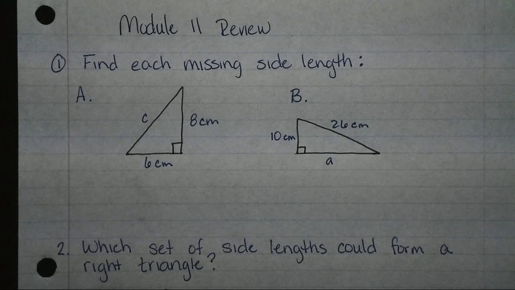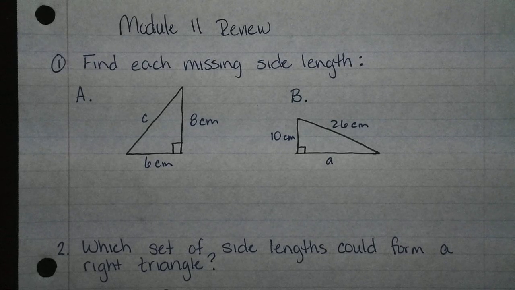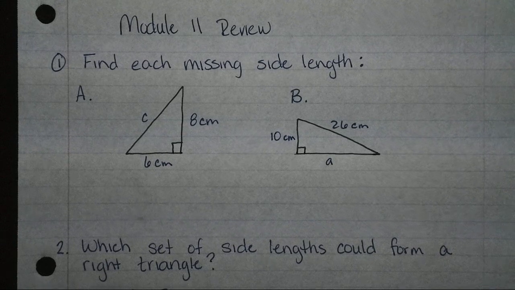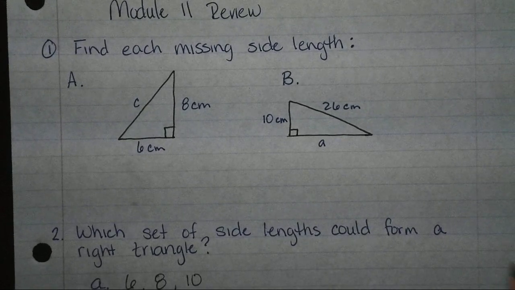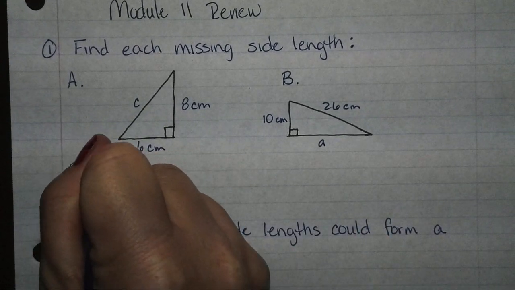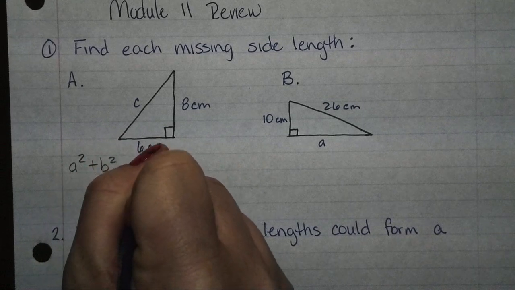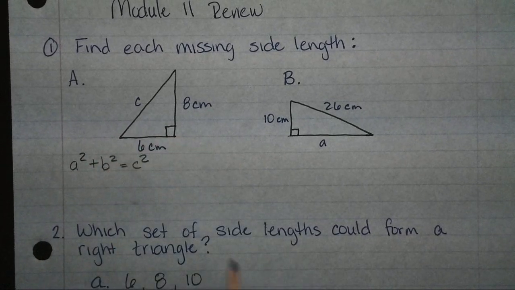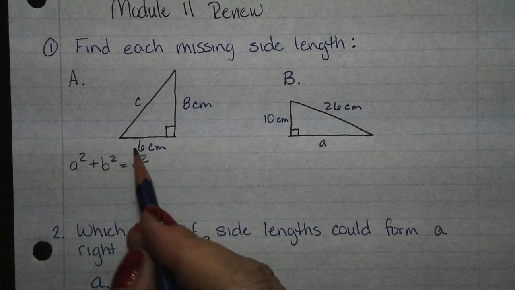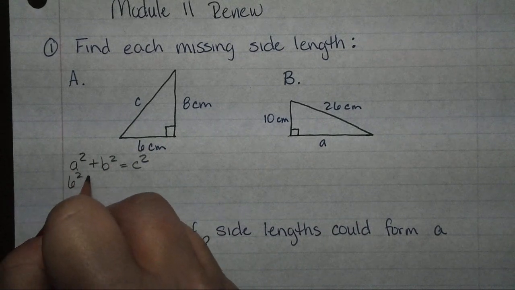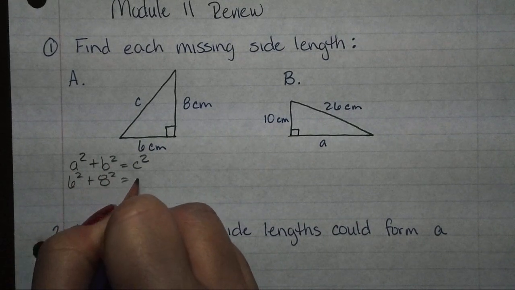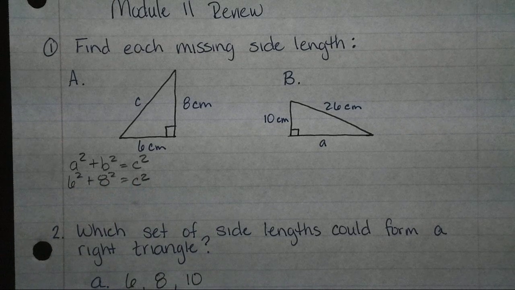All right, so hopefully by now you gave A and B a try. In question A, we're trying to find the hypotenuse. So remember, we use Pythagorean theorem for all of these. So we're just going to set it up as a squared plus b squared is equal to c squared, and we're trying to find the c. So we have 6 squared plus 8 squared is equal to c squared.